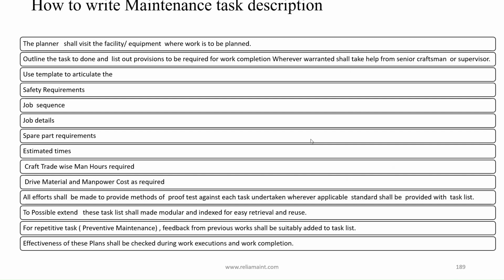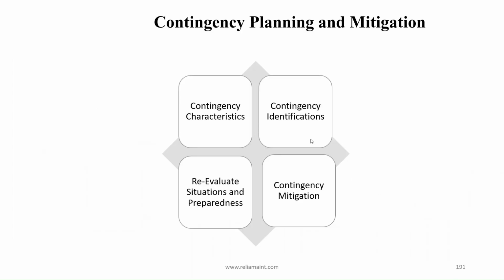All efforts shall be made to provide methods of proof test against each task undertaken wherever applicable. Standards shall be provided with task list. To the possible extent, these task lists shall be made modular and indexed for easy retrieval and reuse. For repetitive task, preventive maintenance, feedback from previous works shall be suitably added to task list. Effectiveness of these plans shall be checked during work execution and work completion.